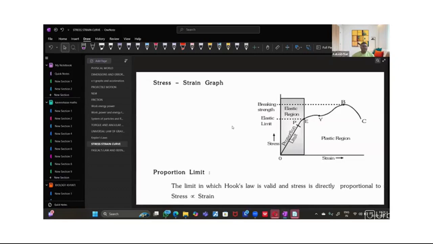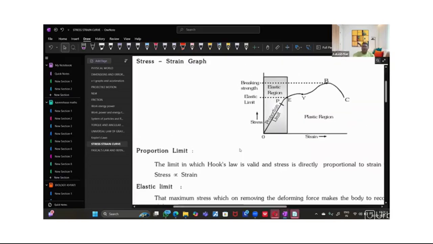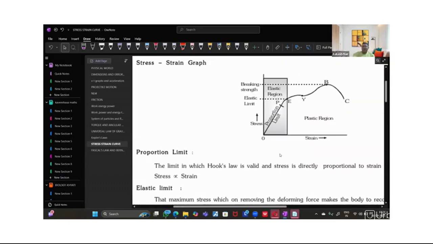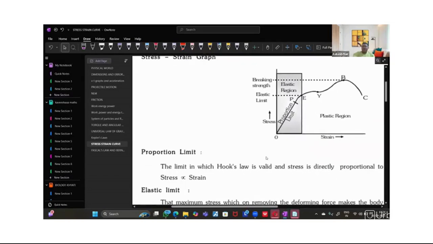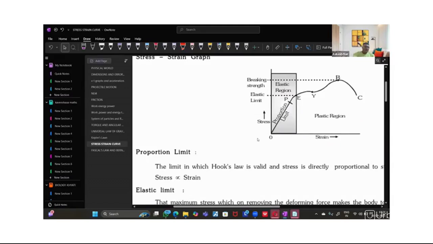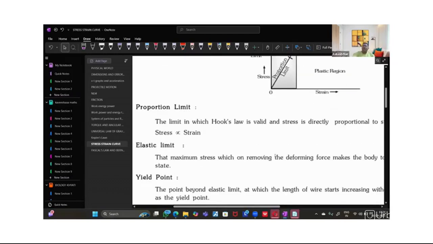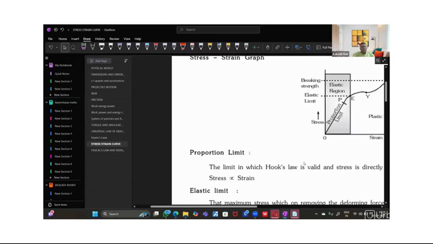It's a very specific topic from the unit mechanical properties of matter, quite relevant, and a theoretical conceptual topic. So we see this graph which can be plotted between the two entities, the strain and the stress, in the x and y directions respectively. First, the proportional limit.